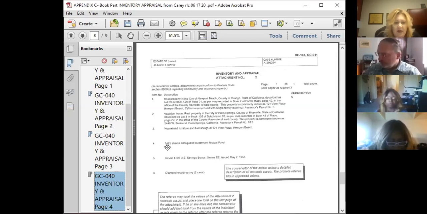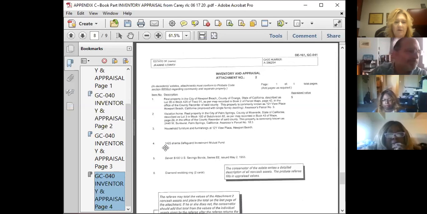We've also stated in example number four that they have shares with Safeguard Investment Mutual Fund. Now it's really important, again, the day you get your appointment, that you find out that they have shares somewhere, and or you find a statement and find out how many shares they have. It is not up to you to list what the value of those shares is. That is the probate referee's job. So again, you just list how many shares.